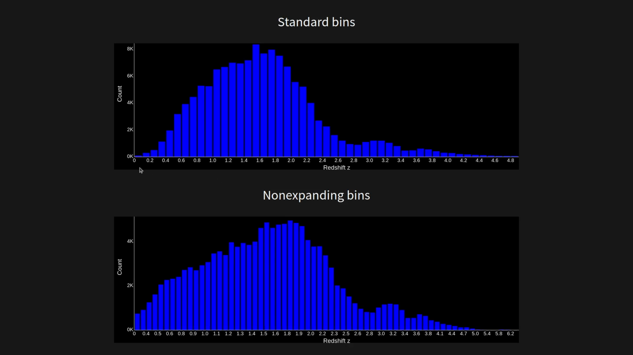When we look at the data with these bins, we can see that the standard bins start near 0 and kind of bell up and over. But the non-expanding bins start at higher than that and just grow linearly.